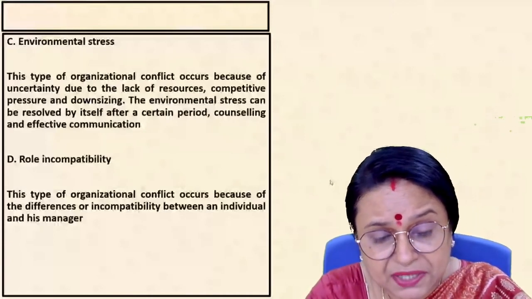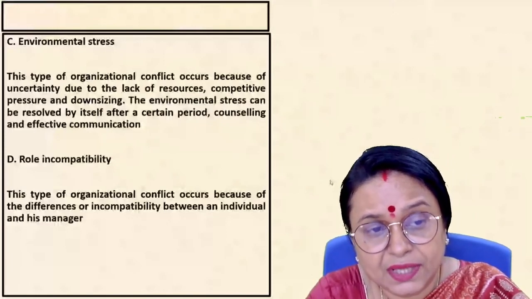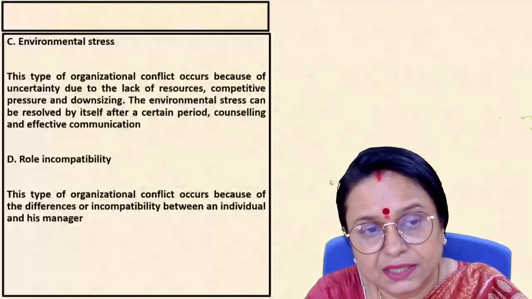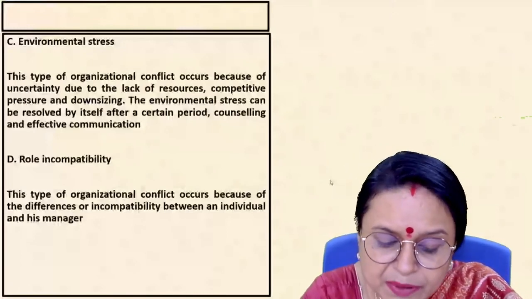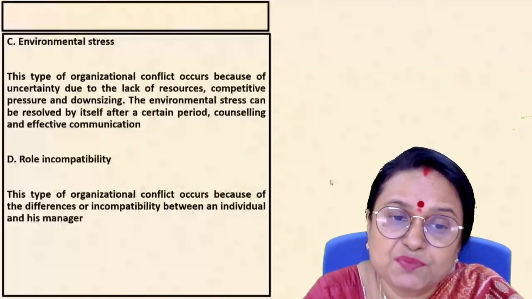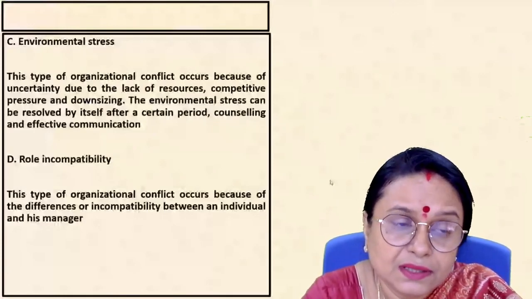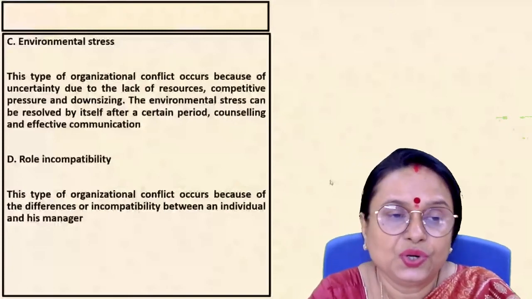And if the boss's expectation from the employee is more than his capability, then that would also lead to role incompatibility. So there will be a mismatch between the expectation and the employee's performance. That also leads to role incompatibility, which ultimately leads to conflict.